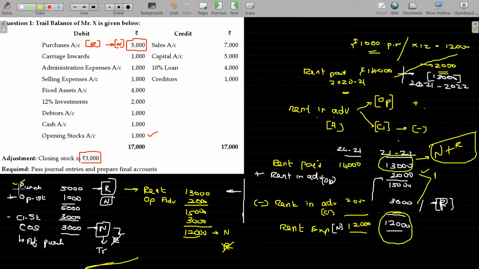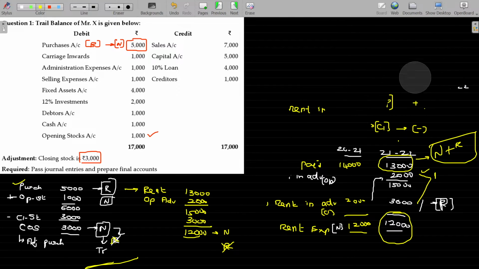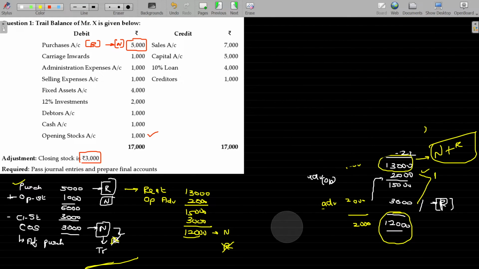After the adjustment of opening and closing stock, whatever is leftover will be called cost of sales or adjusted purchases. That adjusted purchases should always be nominal or expenses only. It cannot be an asset anymore. Is that okay? Hope you can understand. Now, how do I pass the journal entry for this? Let's see here. All these things are easy to remember now.